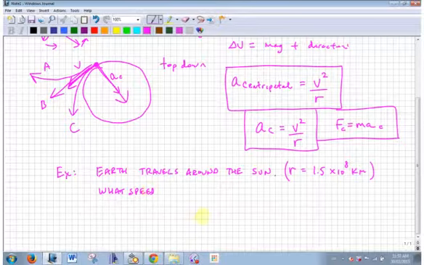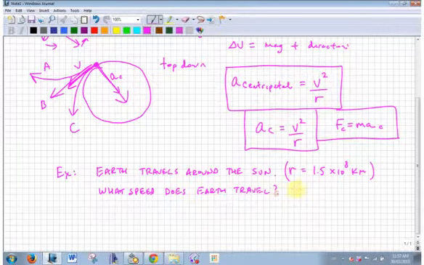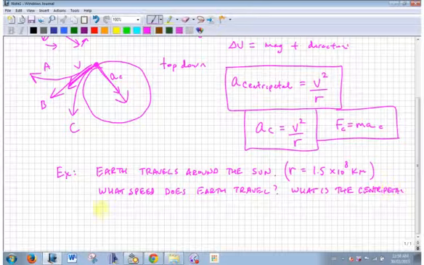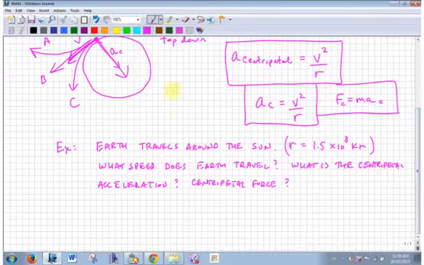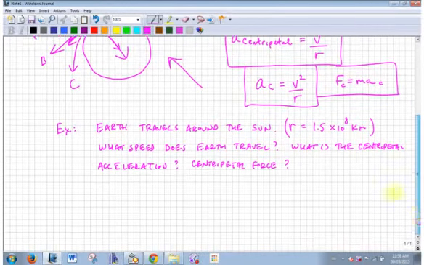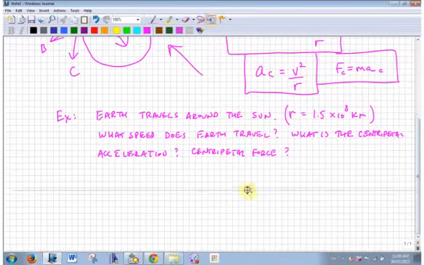What speed does Earth travel? And what is the centripetal acceleration? And finally, centripetal force. So today, that's basically the type of question you're going to get. Some conceptual ones, and some circle stuff.